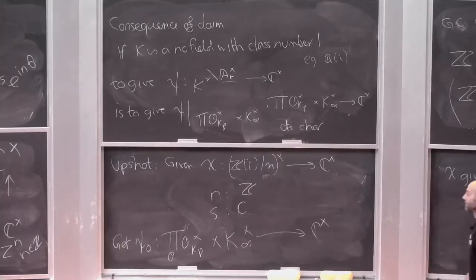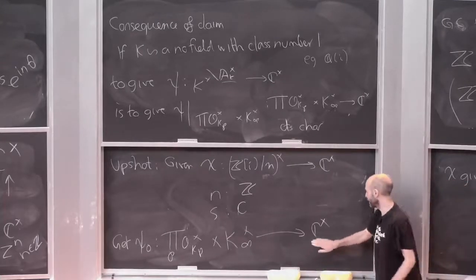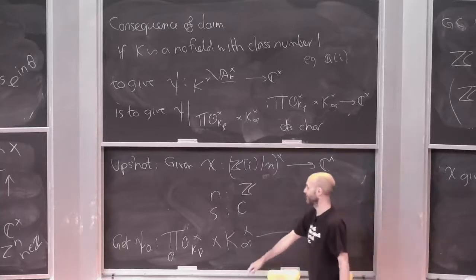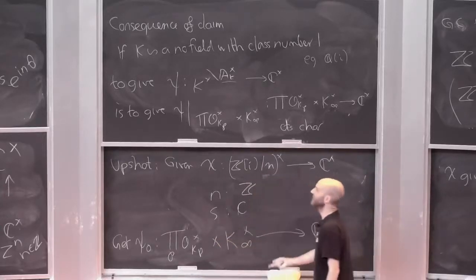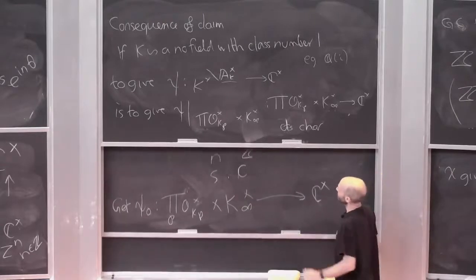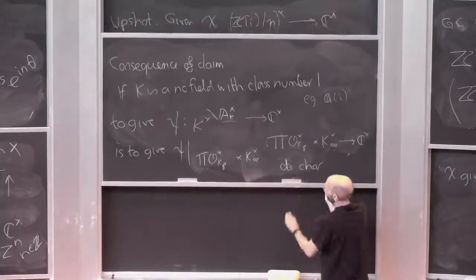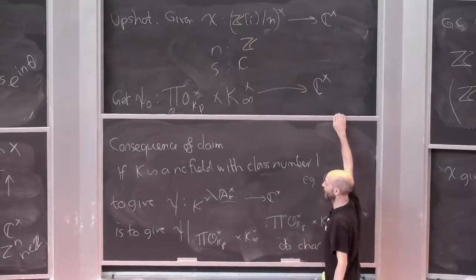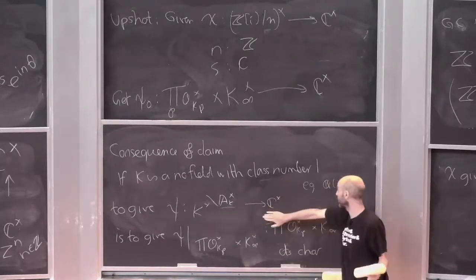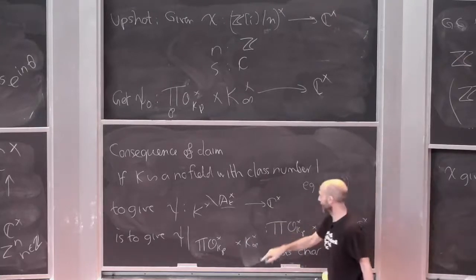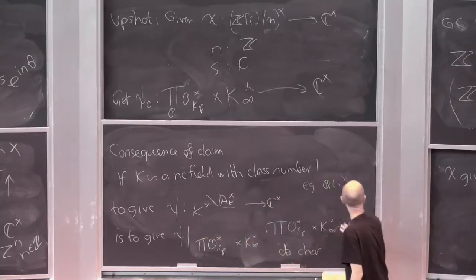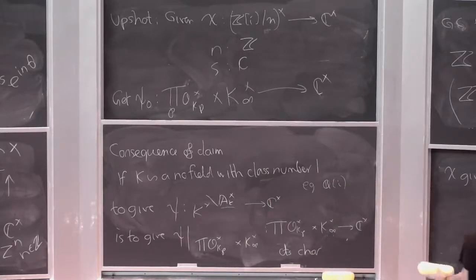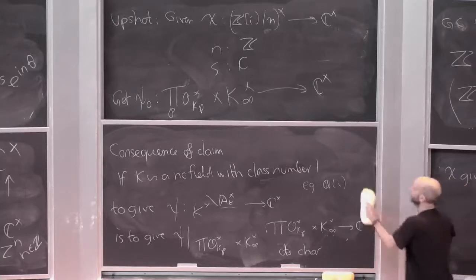Okay? So given some easy data, we can get a Grössencharacter. And now the question is, well, it's not a Grössencharacter. That's the problem. I've defined it on this subspace. There's a catch, right? And we can see it here. Consequence of the claim: if K is a number field with class number 1, like Q(i), to give an actual Grössencharacter, that's what we're interested in, is to give this restriction to this stuff here, a continuous character. There's going to be a such that somewhere. It's gone. There's an issue with units.